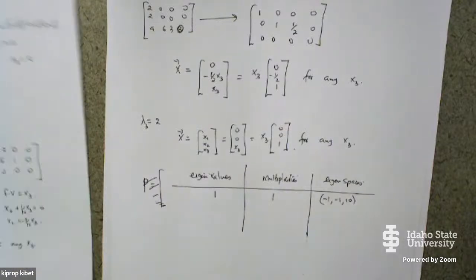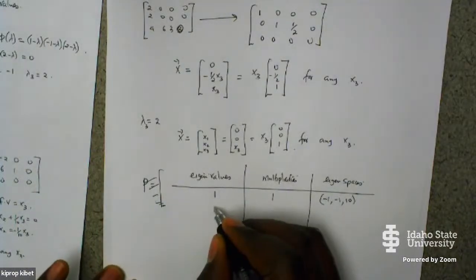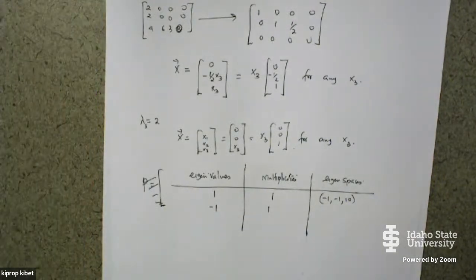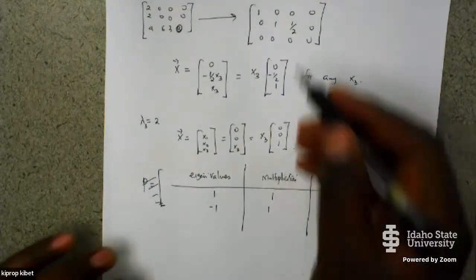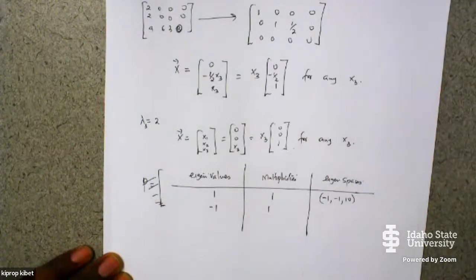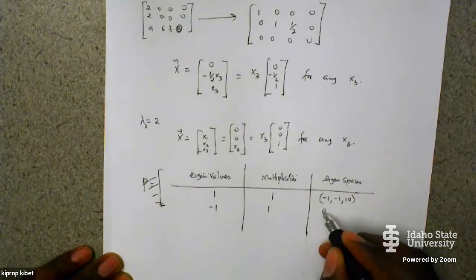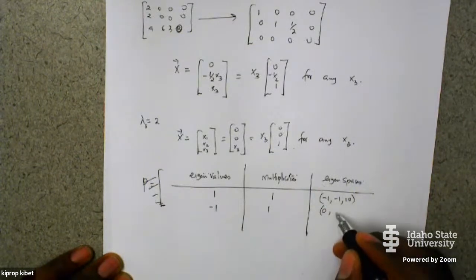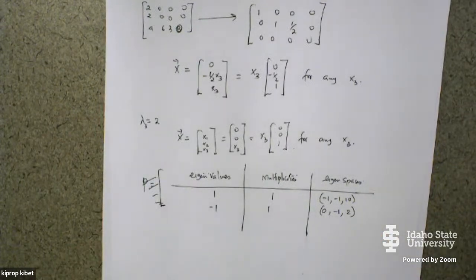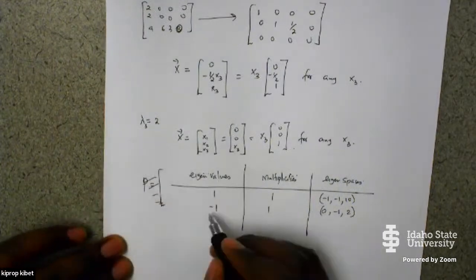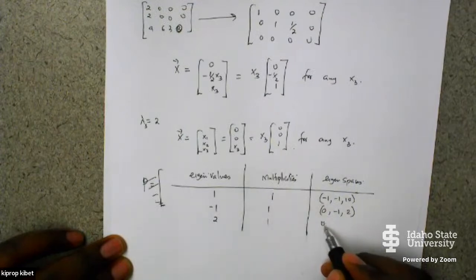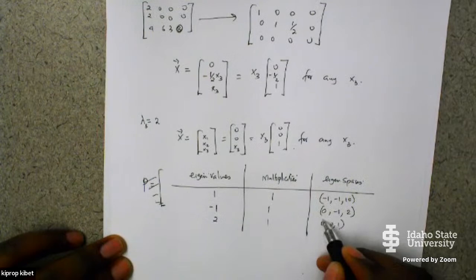And then when the next eigenvalue is negative 1, multiplicities are 1. And then what we got for negative 1 is this one here. So again, we can multiply this by 2. So what we get there is 0, and then negative 1 and 2 there. And then finally, when it is 2, then multiplicities are 1, and then finally we have 0, 0, and then 1.